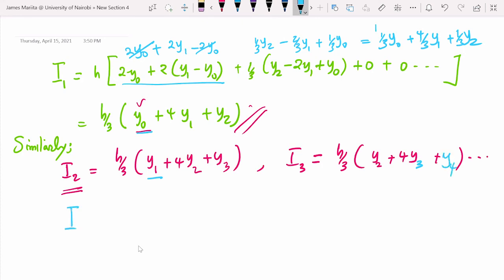Then can we generalize now for In? This will be equal to h over 3, we have y n minus 1, right? Plus 4 yn plus y n plus 1. Yes? Should be. Is it n plus 1 or n plus 2? 2.